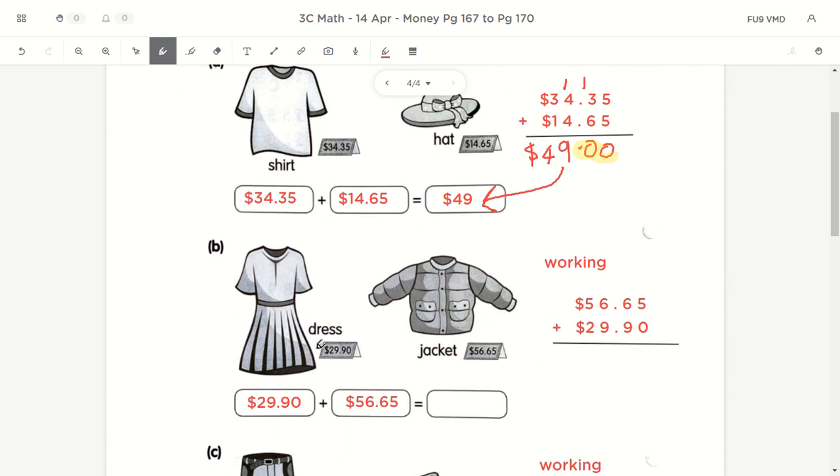Alright, so I have a dress that is $29.90. I have a jacket that is $56.65. So add them together. Right, so 0, 5 is 5, 9, 6 is 15, decimal point, we regroup the 1, 1, 6, 7, 7 plus 9 is 16, 1, 5 is 6, 6 plus 2 is 8, so it's $86.55.